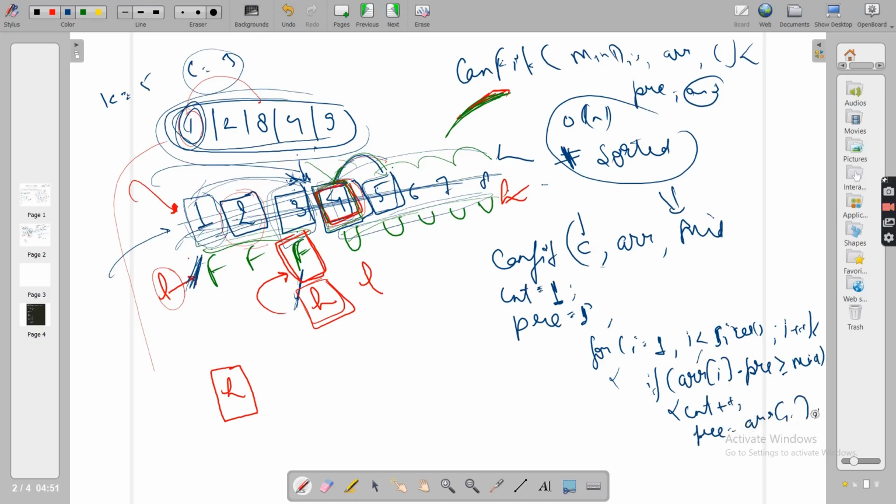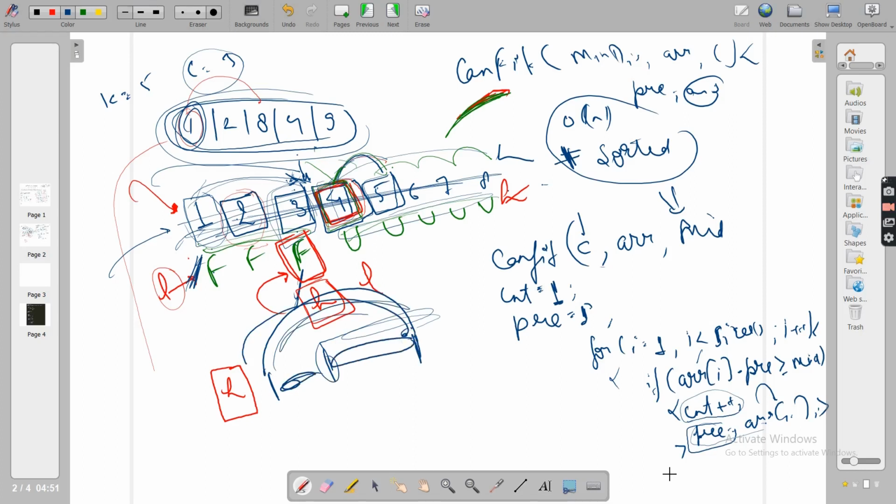Because now this cow which you placed right now will be placed at previous, and previous is ARR of I. So previous will keep track of your current cow, like where your latest cow is placed, because with the latest cow you'll calculate the next cow's position, where it can be placed. Obviously, because if you place two cows, then for the third cow you will not compare its distance with the first cow, because it will anyway be larger. If you can fit this, then you can easily fit this. So you have to compare with the adjacent cows, and that is the case here.